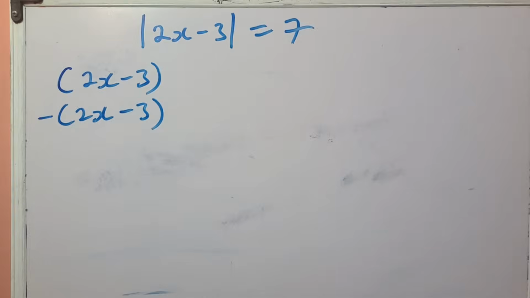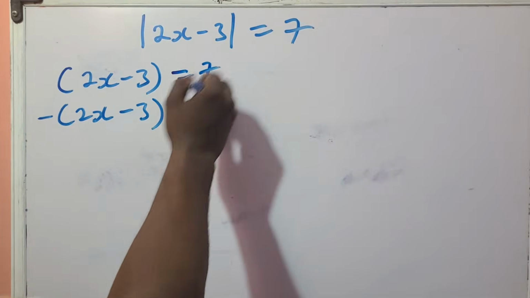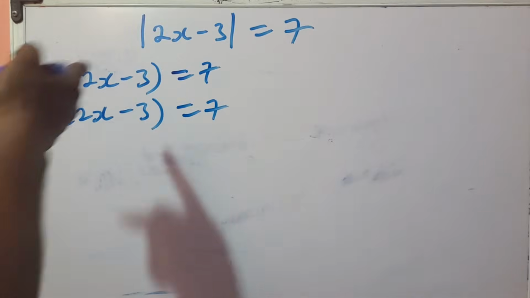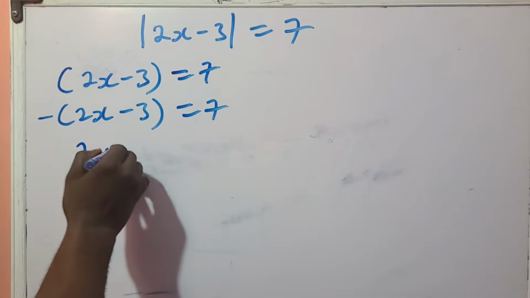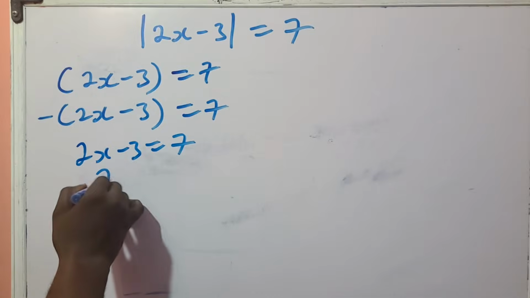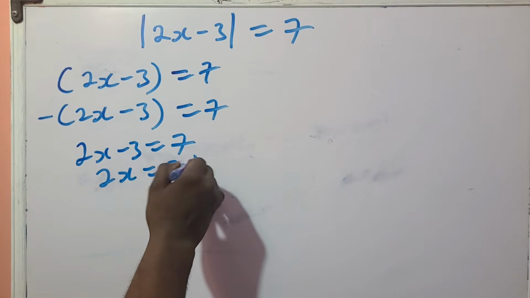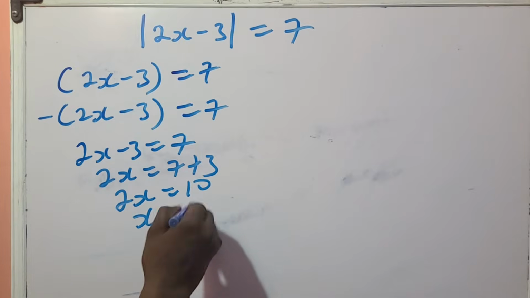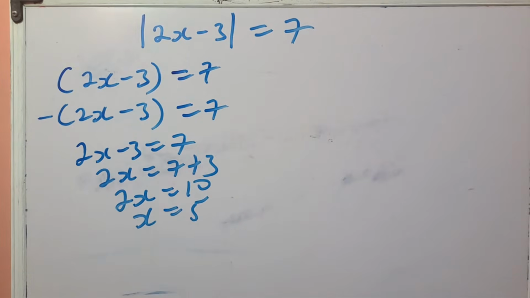Now, don't forget we have the equation as this. So you just fix this there and you solve for these 2 possibilities. So the first possibility is 2x minus 3 equals to 7. 2x obviously will be equals to 7 plus 3. 2x will be equals to 10. X here will be equals to 5. That's the first answer. All right.